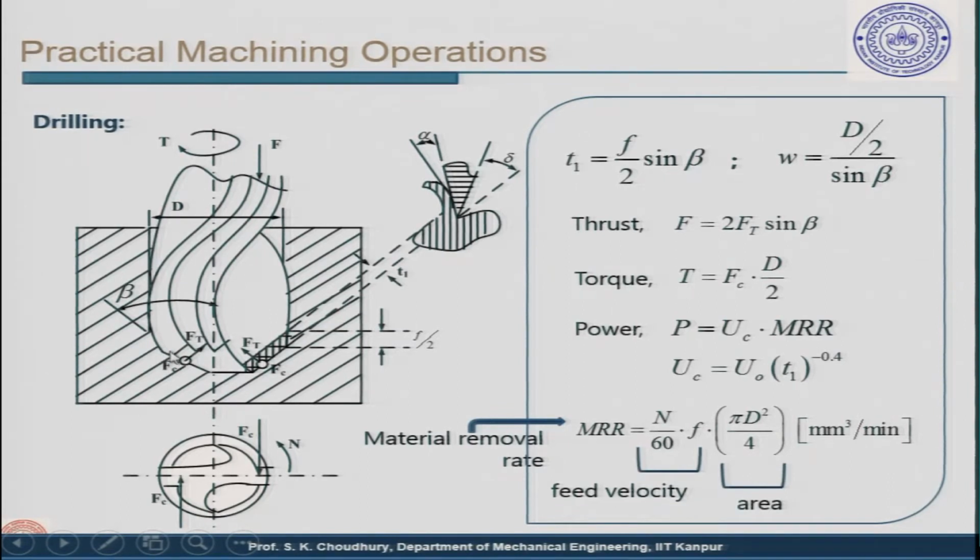Now, if you see this in the schematic diagram, feed is given to each of these. Therefore, the total feed is distributed to these two teeth, two cutting lips, and this is the distance moved by the drill in one revolution of the drill, and this distance is given as f by 2, because half of it is given here and half of it is given here. So, do not get confused that this is f by 2, and in turning it is different because it is a single point cutting tool, with only one cutting edge. Here there are two cutting edges.